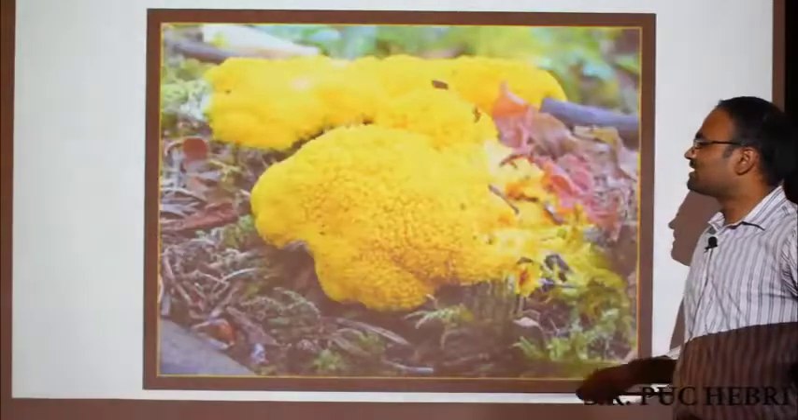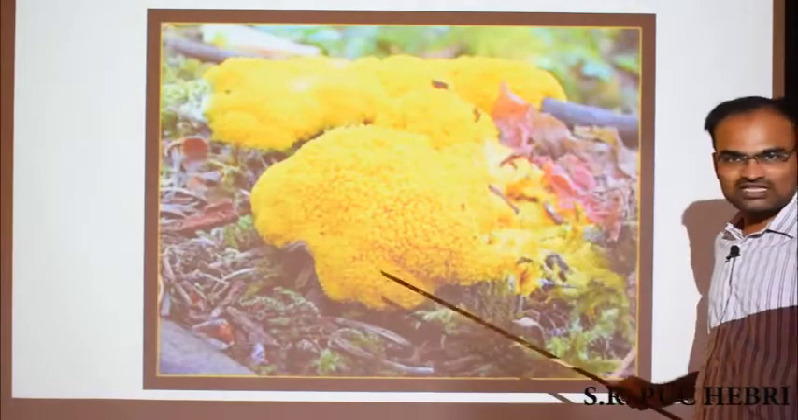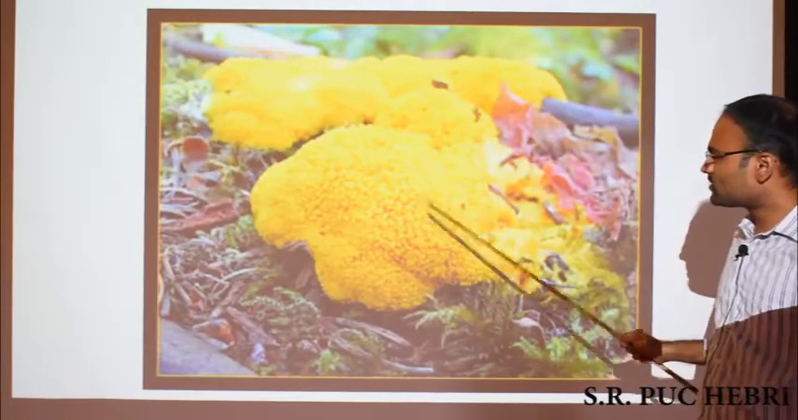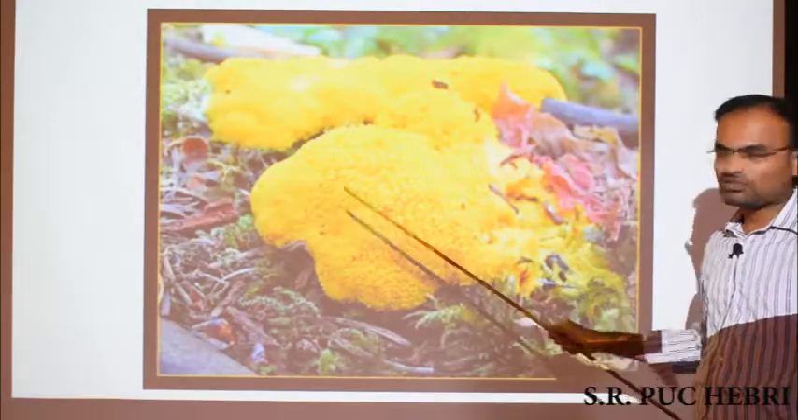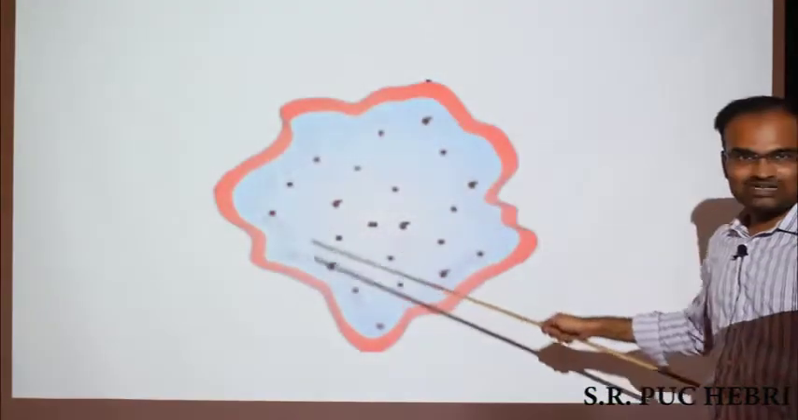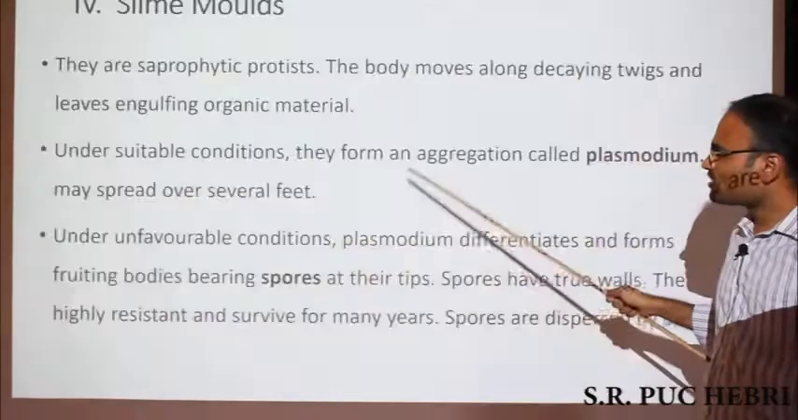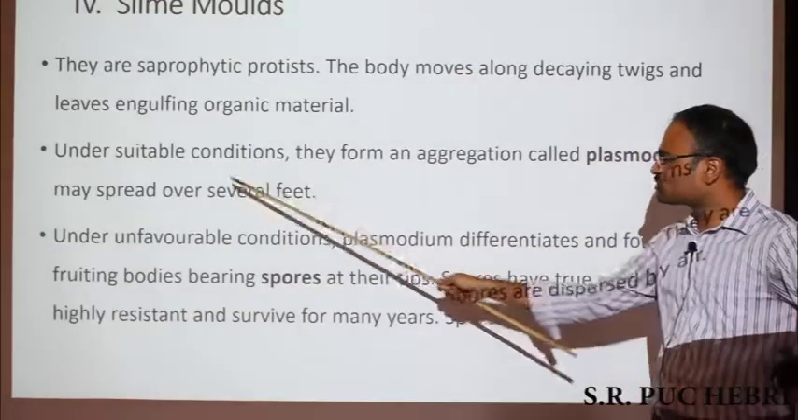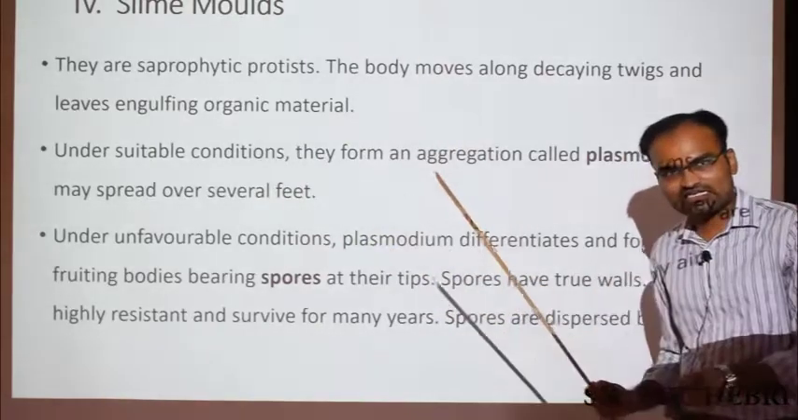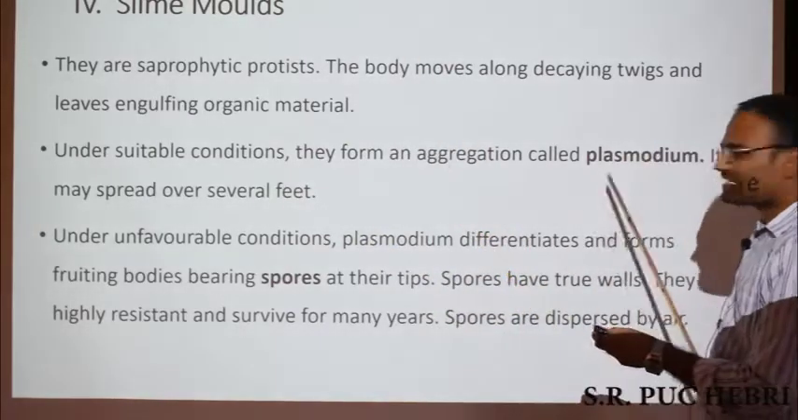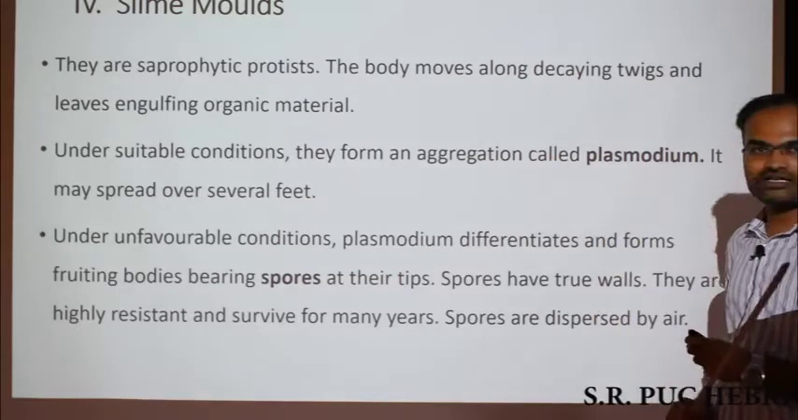In the diagram we can observe, this is the actual picture of the slime mold, the yellow color one, okay, in the dead and decaying twig. So this is the textbook diagram. So this is how the slime molds appear. So what will happen? Under suitable condition, they will form an aggregation, that's a group called as the plasmodium. This is under favorable condition.